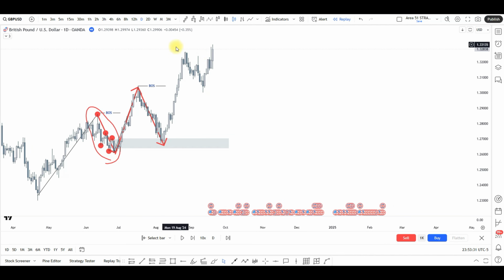Now, this was a corrective move. Let me cut the price here.